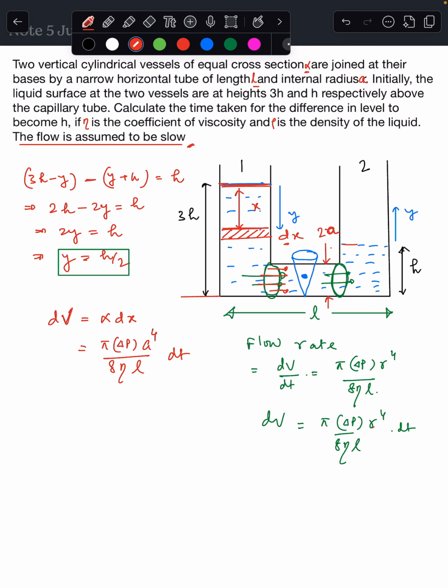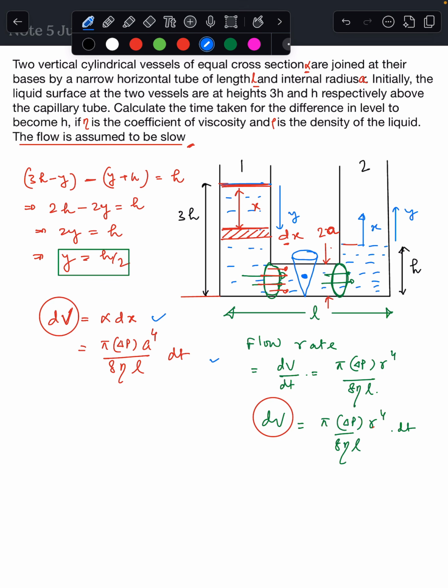Right? So this dv and this dv, they are equal. From there, I am getting this equation, that is alpha dx equal to this one. Please think, when I talk about that the layer is down by x, so the layer here on the right side is also getting lifted by x.